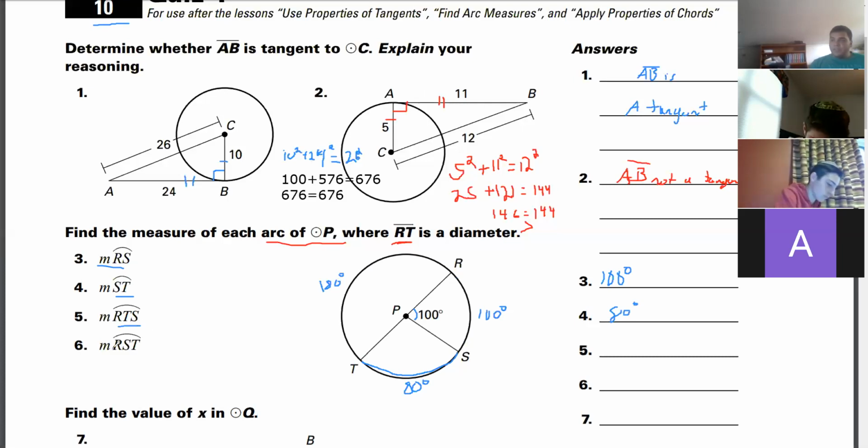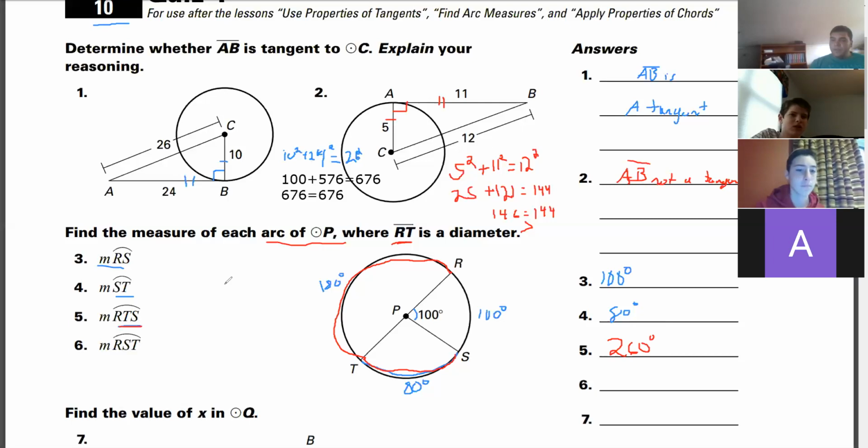RTS. So when I say RTS, that means I have to start at R, pass by T, and then hit S. So I have to include everything I've run over, which is 180 plus this part here, which is 80. So 180 plus 80 is 260. So this is 260 degrees.